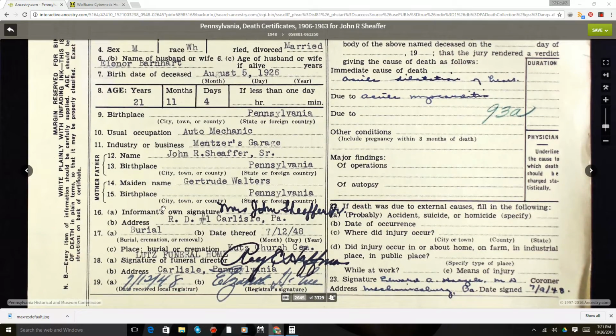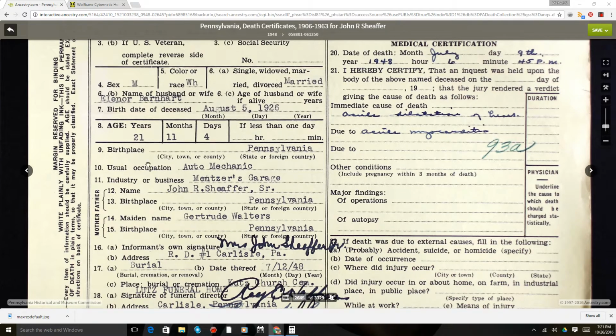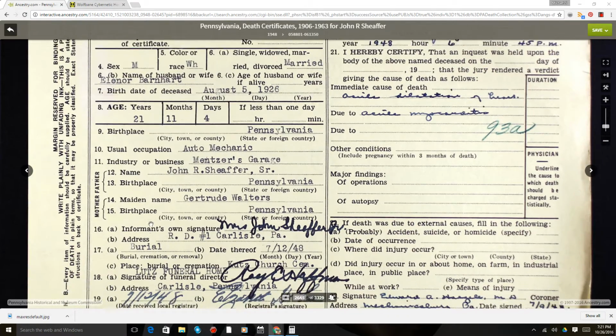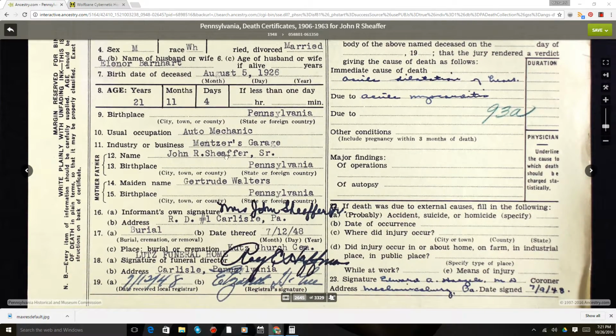So we'll get going down here, and we'll see that he was born... well, it doesn't say a town. It just says he was born in Pennsylvania. I always like to have a town. This way you can narrow down your search. And his occupation was that of a mechanic, and he worked in a garage. His father was John R. Sheaffer Sr. Well, that's really nice to have that as well. That narrows it down when you're doing that search.